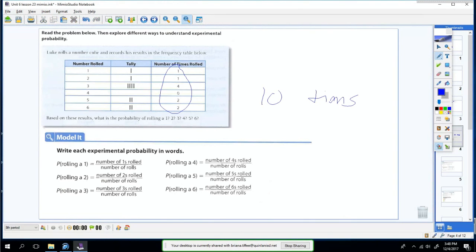So the probability of getting a 1 out of his experiment is 1 out of 10. So we'll say this is 1/10. The probability of getting a 2 is, again, 1/10. The probability of getting a 3 is 4 out of 10, because I'm looking at this frequency table. So the probability of getting a 4 is 0 out of 10. The probability of getting a 5 is 2 out of 10. And the probability of getting a 6 is 2 out of 10.